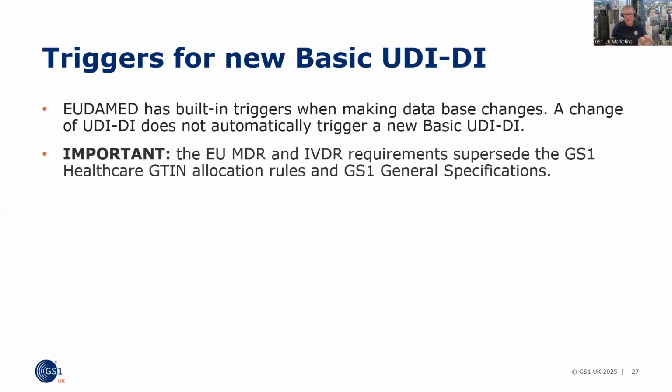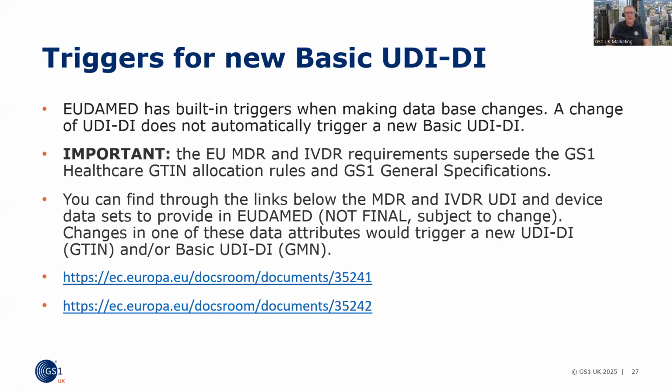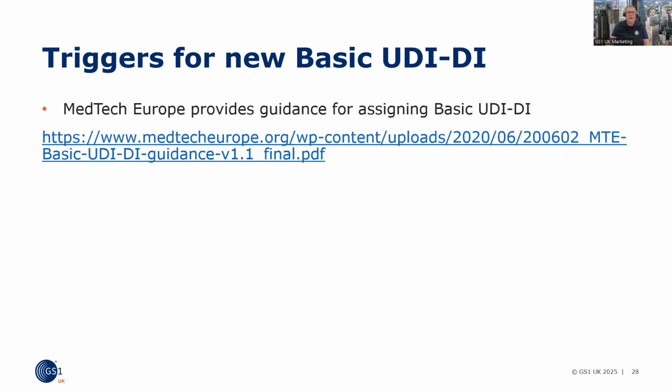Always, regulations trump the GS1 healthcare GTIN allocation rules and the GS1 General Specifications. There are links to some documents which show the triggers for new UDI-DIs, GTINs, and new basic UDI-DIs for both medical devices and IVDs. And there's also MedTech Europe guidance for assigning basic UDI-DIs.